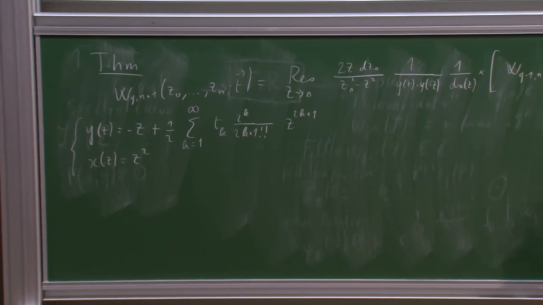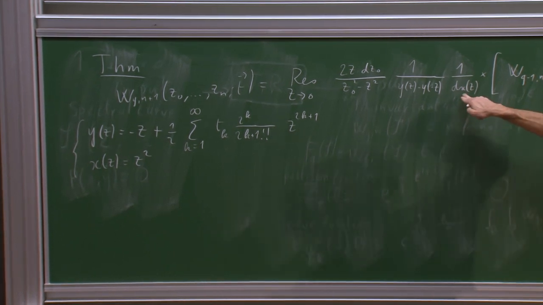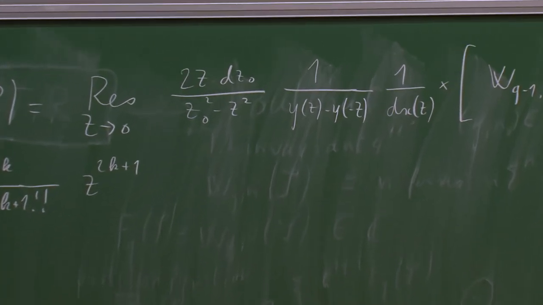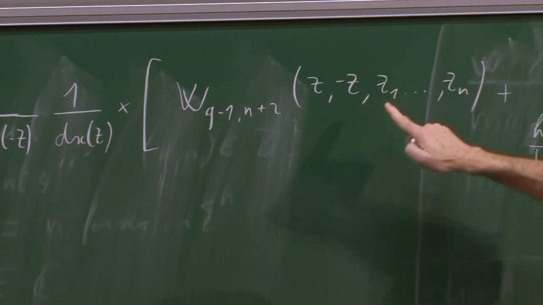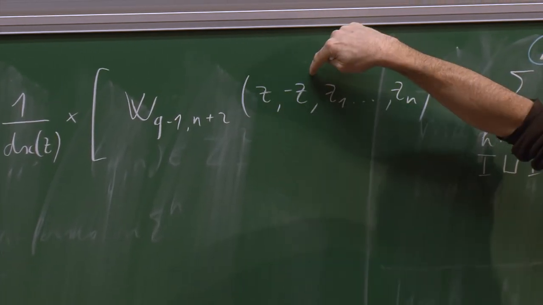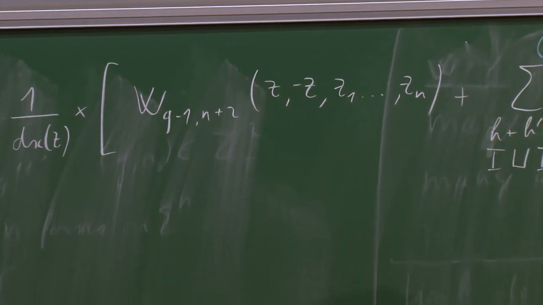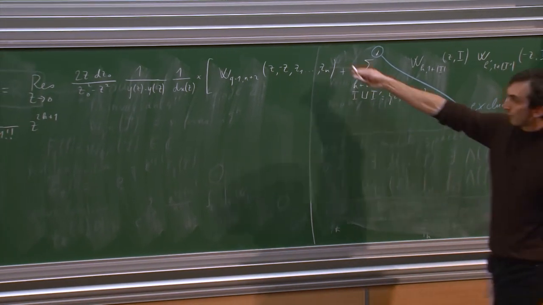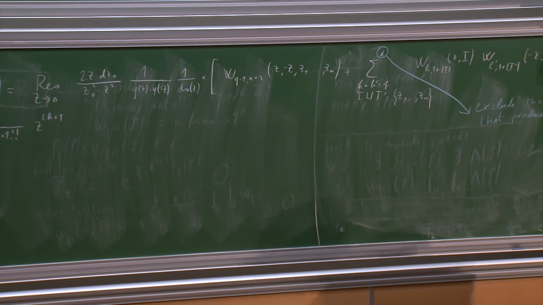So there is something which probably you find strange. There is a dx in the denominator. That may look strange, but remember that W is a one form in each of its variables. So here you have twice the variable z, so it's a quadratic differential. Divided by dx, it becomes a one form. So it makes sense to compute the residue of a one form. So it's a quadratic differential divided by a one form. It's OK. That's what you need, in fact.